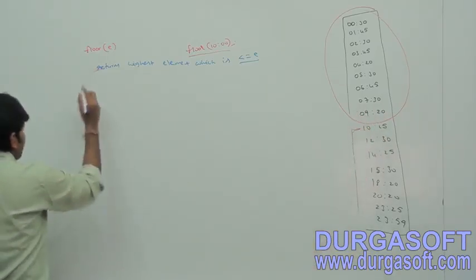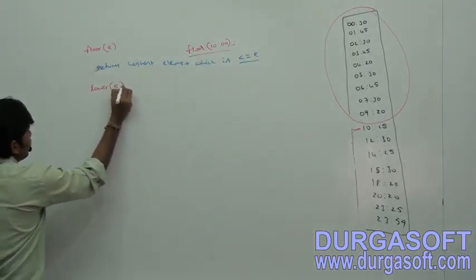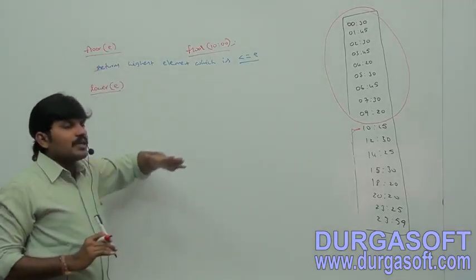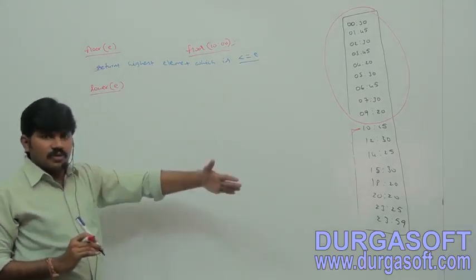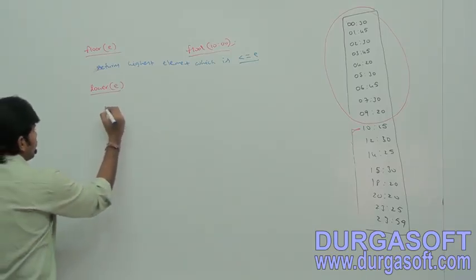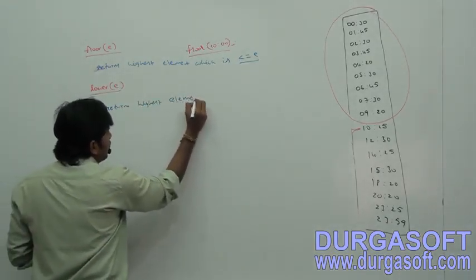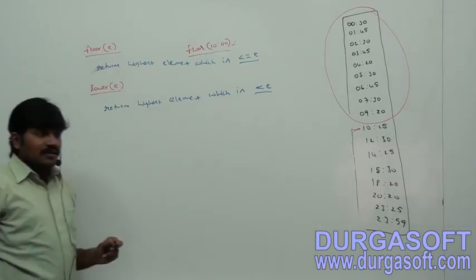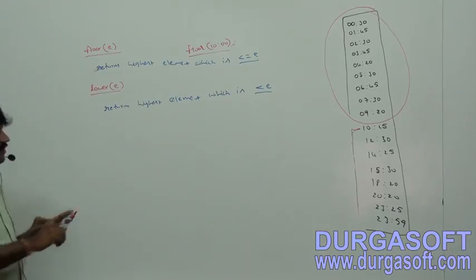Now, if I take lower of E, can you tell what it returns? Before 10 o'clock, not either 10 or before. I am asking strictly before 10 o'clock. Before 10 o'clock, what is the last flight timing? Returns highest element which is less than E. Observe the floor method and the lower method. There is a difference there.